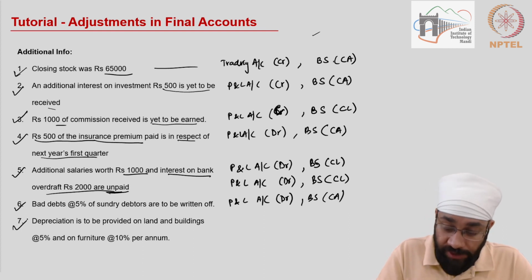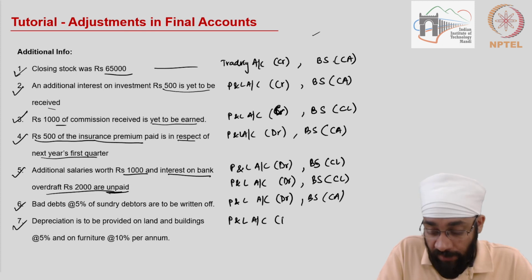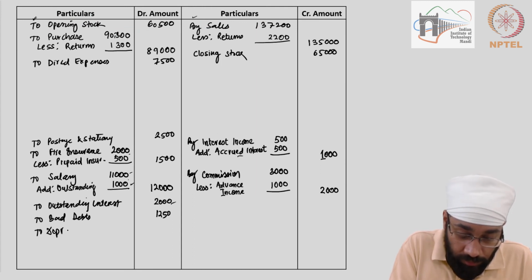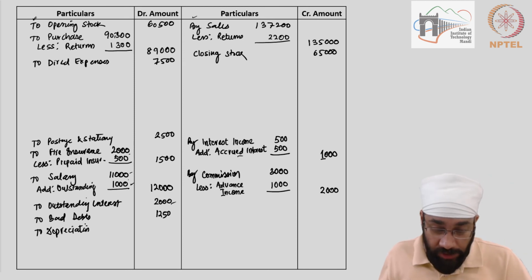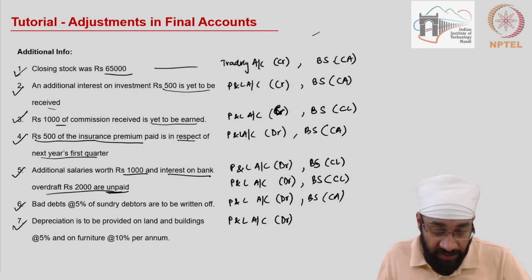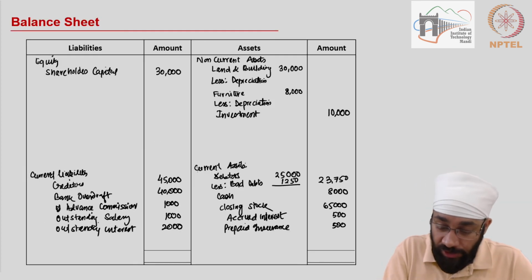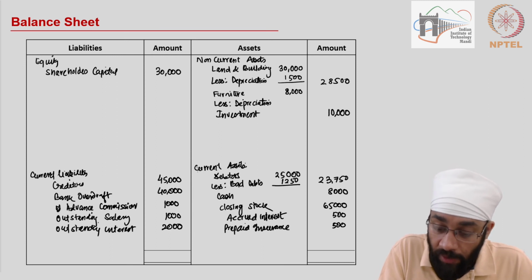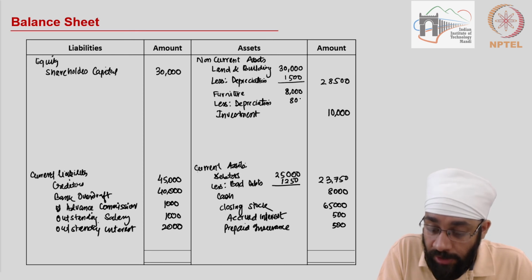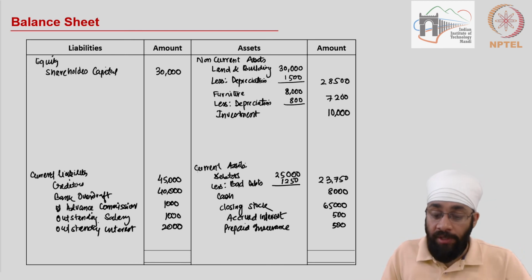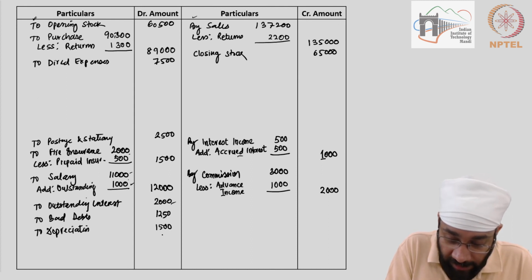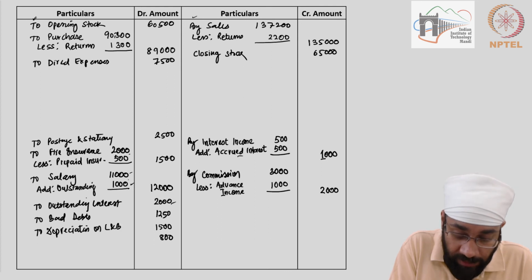The last adjustment is depreciation. Depreciation is regarded as an expense, so we will show this in the profit and loss account on the debit side. So I write 2 depreciation. Now depreciation is to be charged on two accounts, land and building 5% and furniture 10%. And let me go to balance sheet here. Land and building 5% comes out to be 1,500. So here the balance is going to be 28,500. And for furniture we have 10% depreciation, so 800. The balance is 7,200. So these 1,500 and 800 will be shown as expense. So 1,500 and 800. So depreciation on land and building, and 2 depreciation on furniture.